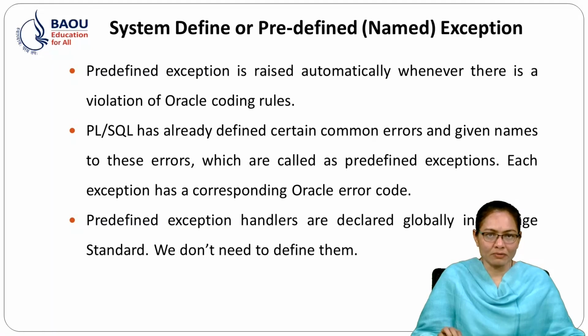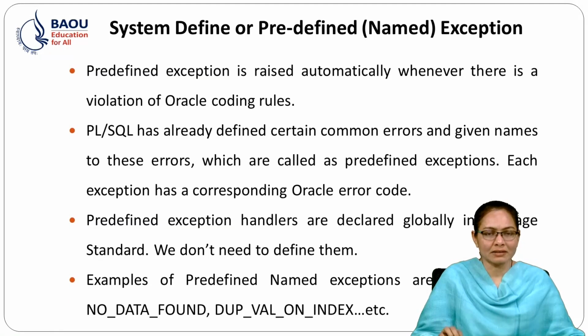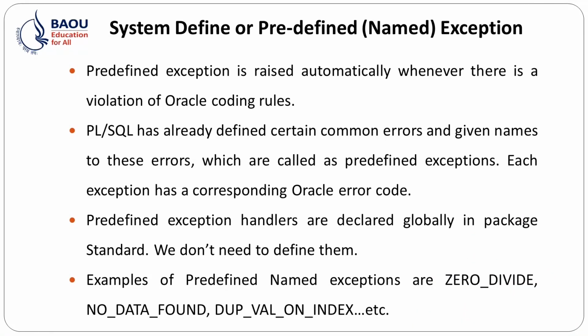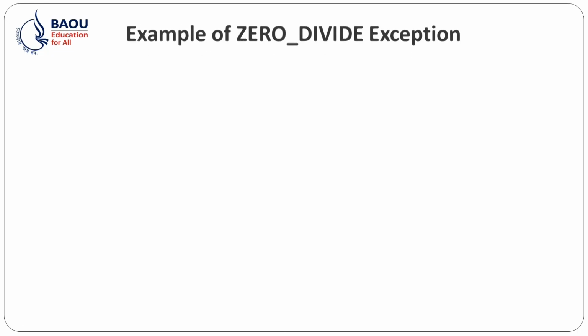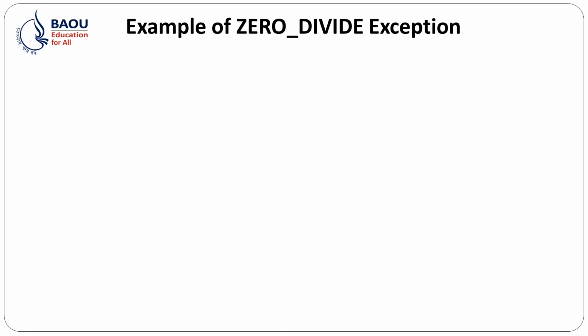Examples of predefined exceptions are ZERO_DIVIDE, NO_DATA_FOUND, DUP_VAL_ON_INDEX. These are all predefined named exceptions. This means Oracle has already named exceptions like ZERO_DIVIDE and NO_DATA_FOUND. These are all already stored in the system and will be generated when an abnormal condition occurs. See, we can try to understand with an example. Example of the ZERO_DIVIDE exception.